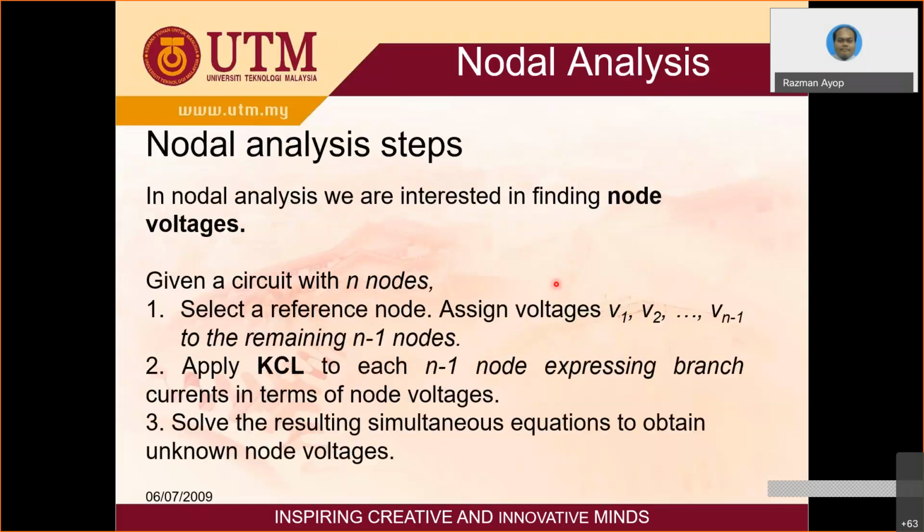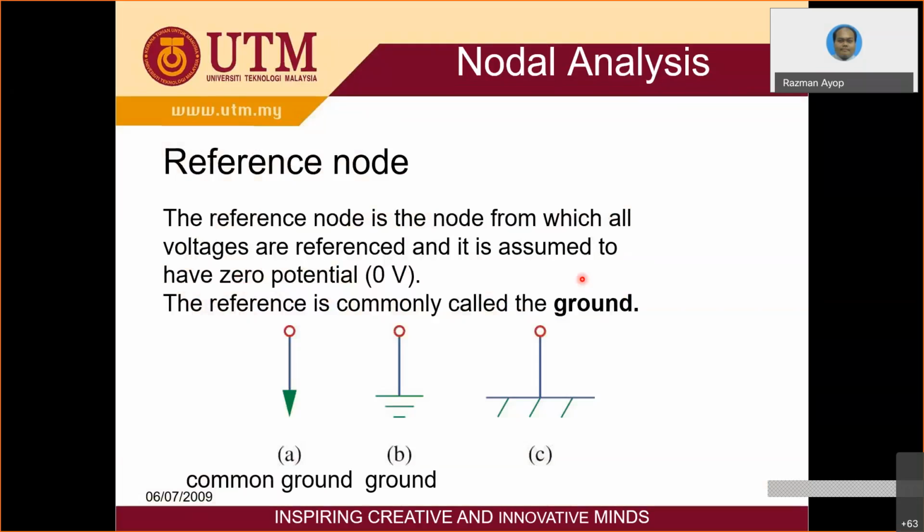So this is the first step in doing nodal analysis. First you need to know what is the reference node. One of you asked about what this symbol means. This means a ground. Ground is basically voltage equal to 0. If you see this symbol, you have to know that this is a ground and the voltage is automatically 0.